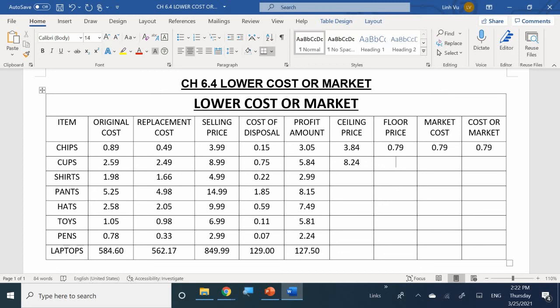So what's my floor price going to be? Let's see. $2.40. So we can take our $8.24. Wait, what did you say? Oh, I said $2.40. I think that is correct. So we're going to take our $8.24, right? And we're going to subtract the amount of profit, right? Which is the $5.84, which does give us $2.40. Okay, good. So now we need to compare our numbers.